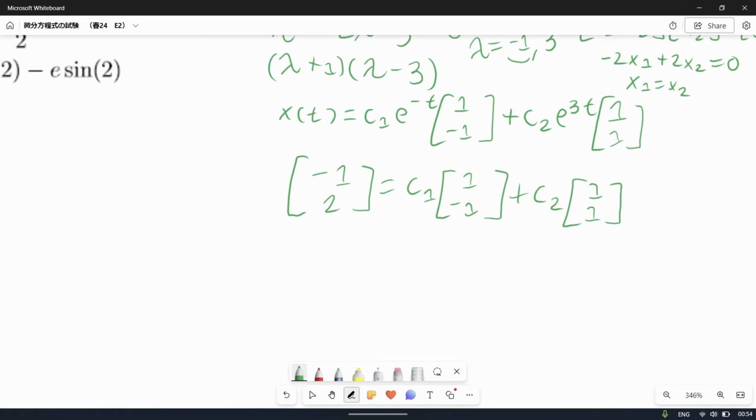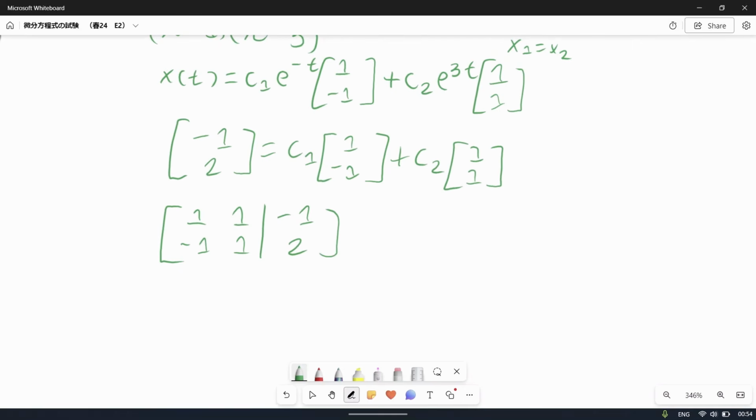And I like these numbers. They're pretty simple, so I'm going to set up an augmented matrix and put it in the form of this. So you have 1, 1, negative 1, 1, bar, negative 1, 2. And I'm going to row reduce this because these are some pretty simple numbers.